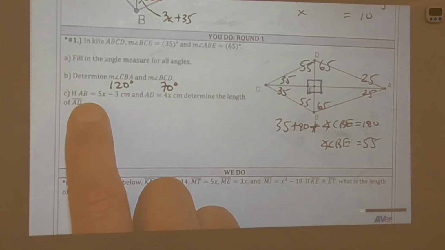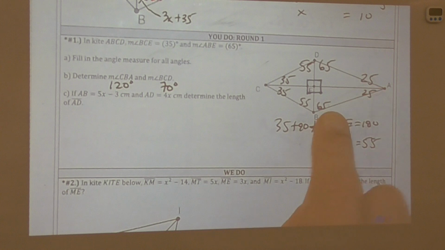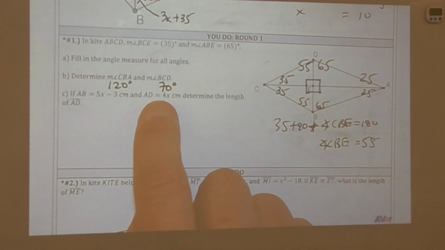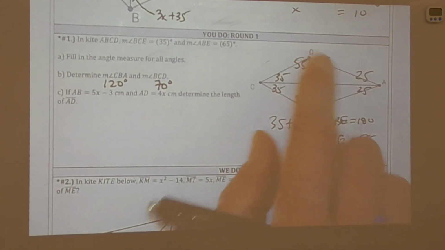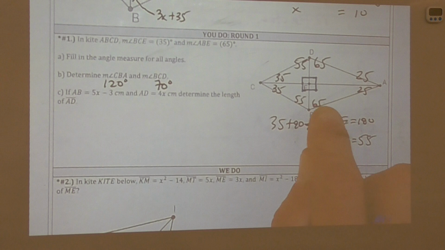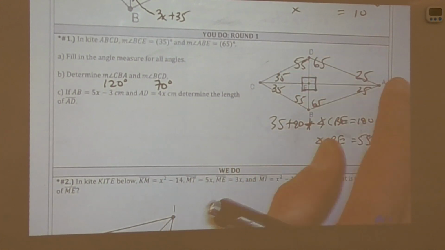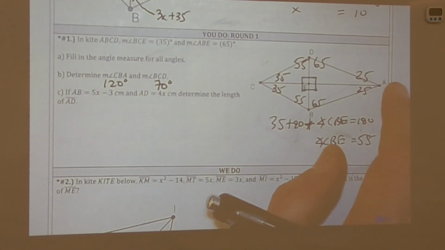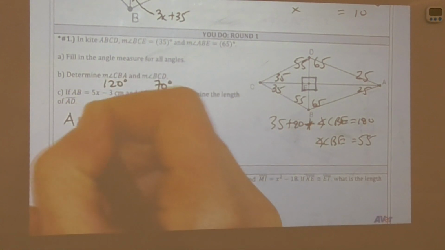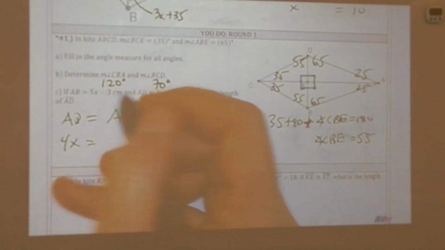Now we're not talking about angles here anymore. If line segment AB is 5x minus 3, and line segment AD is 4x, determine the length of AD. Okay, so we said that a kite has adjacent congruent sides. So these two sides are congruent to each other, and these two adjacent sides next to each other are congruent to each other. So AD is congruent to AB, so we can write AD equals AB, substitute 4x equals 5x minus 3.